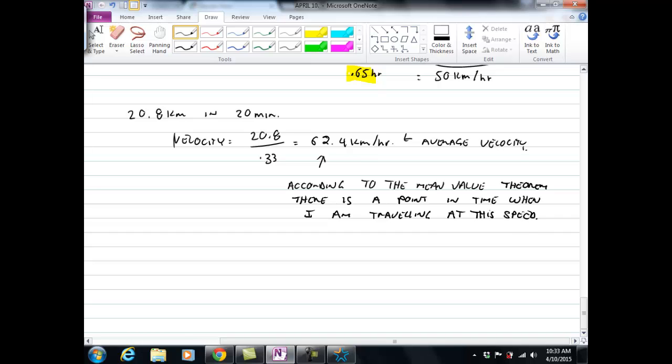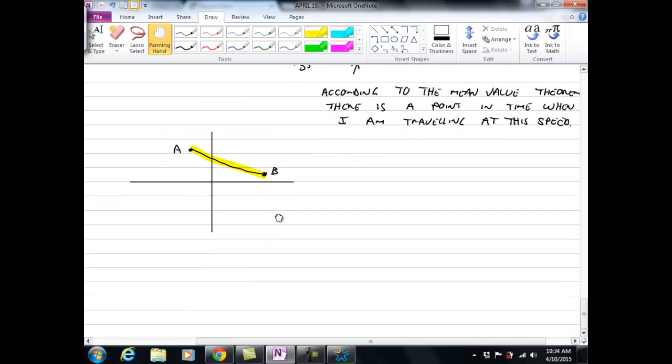So if I were to draw this out and show you what it actually looks like, let's draw the map again. Here's A, here's B, and the average velocity is here. Somewhere in between, we'll call it C, I have to be traveling at the same speed as the average velocity. That is the mean value theorem.